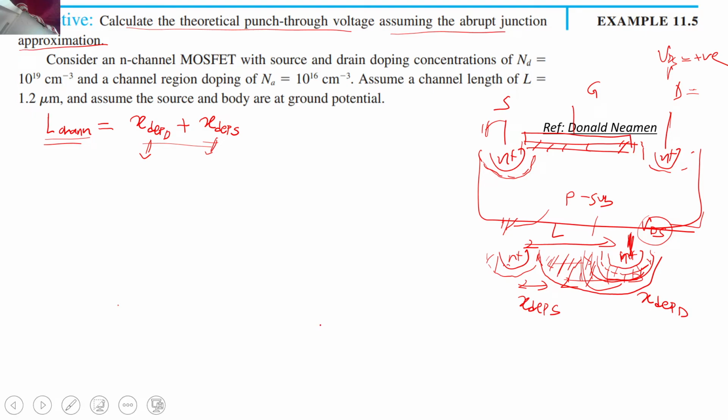Okay, so I hope the concept was clear to you. Now this was the first thing that we got from the definition of punch through, right? Now let's write the formula, the depletion width with respect to the voltage that we apply, right?